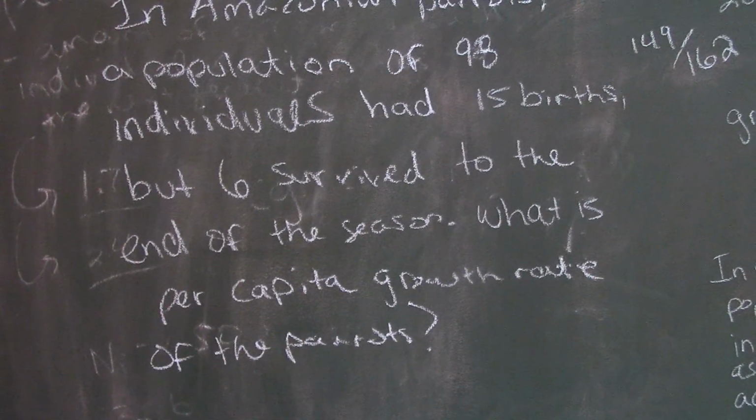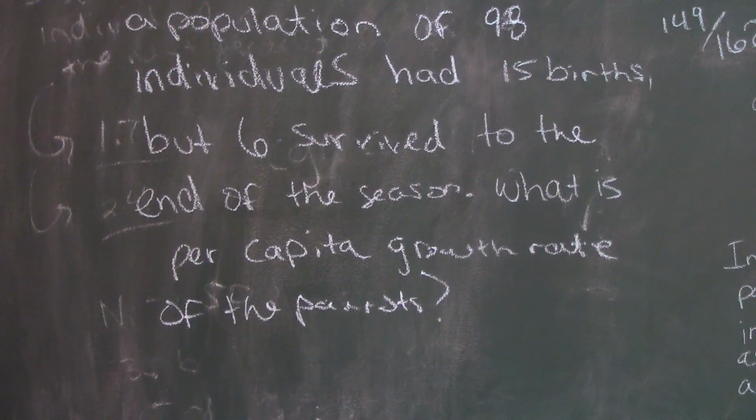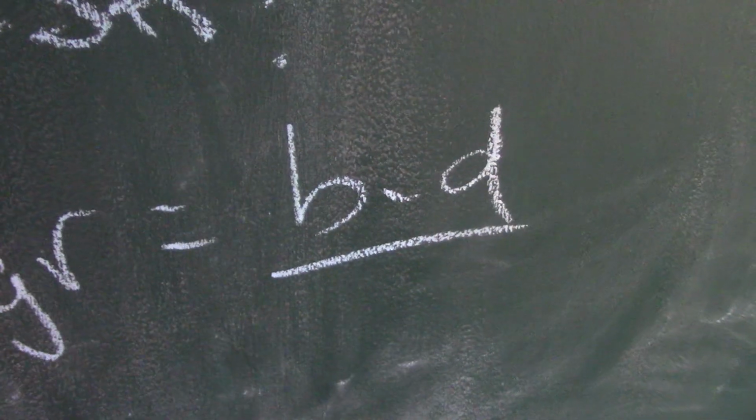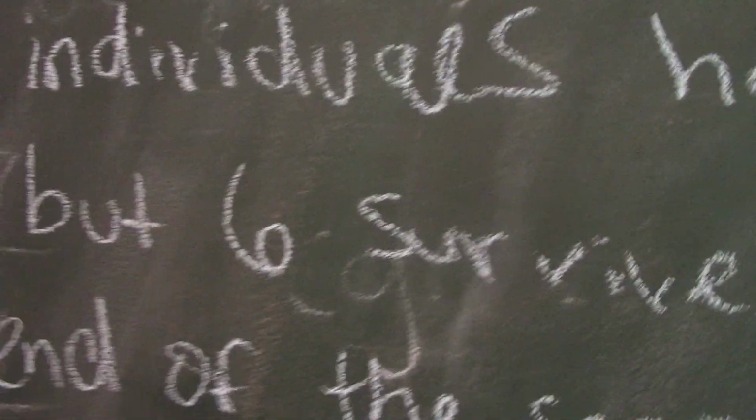Okay, so here's the deal. There's 15 births, but only 6 survived. So that means 15 minus 6 would give you the amount of deaths, right? So your CGR is births minus deaths over your initial population. So you know that there would be 9 deaths, right? So 15 minus 9 would be 6. So I would use this value, 6 over 98, to give me my per capita growth rate. So I don't use this value because the births are insignificant here because there were deaths, but the deaths aren't stated, they're inferred. Okay?